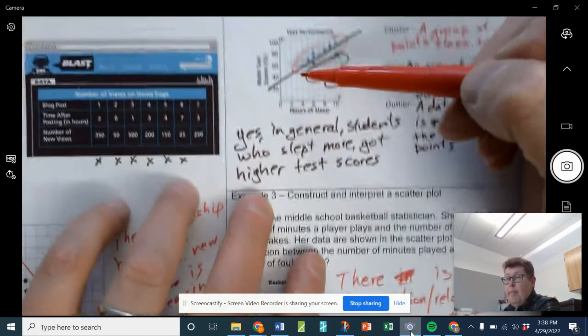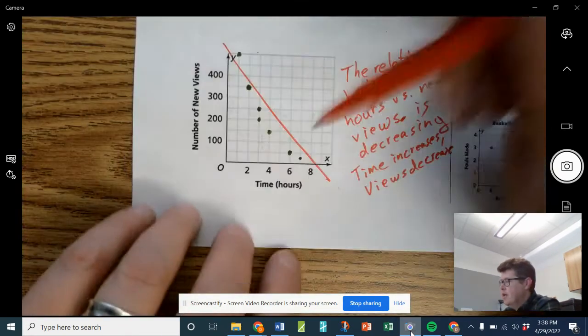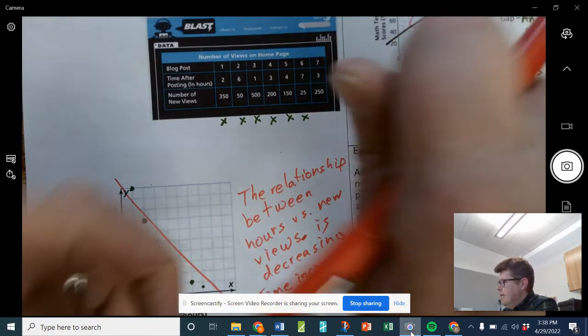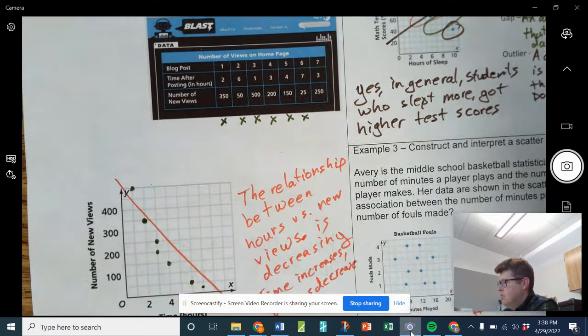We call this a positive association, and we call this a negative association. There you go, guys. That's your intro to statistics.